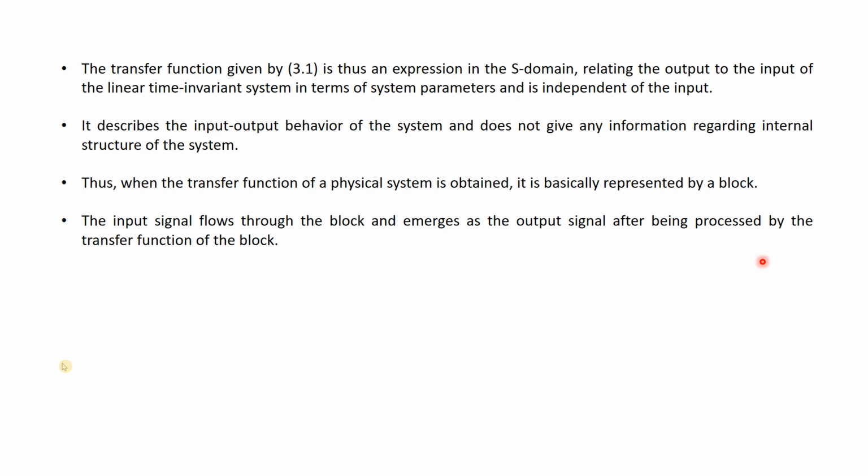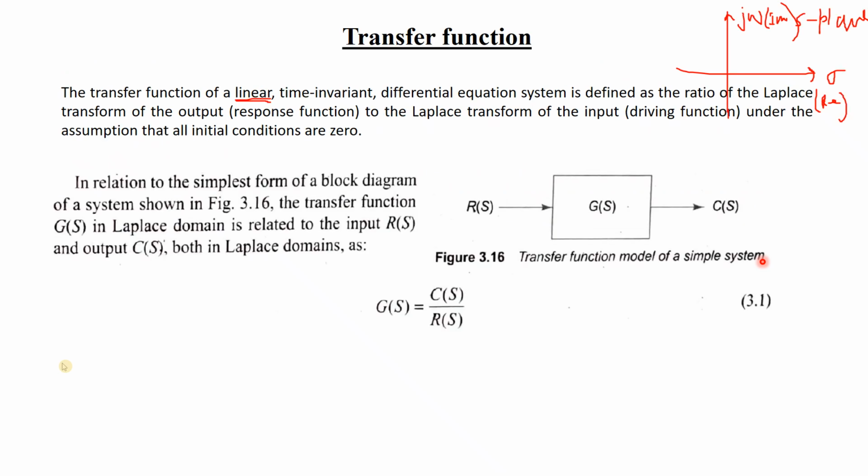So the block represents a system. The input signal flows through the block and emerges as the output signal after being processed by the transfer function of the block. So obviously the input signal is entering, so you can see over here the input is entering as R(s), and it is being processed inside the block, and we get an output as C(s). So the processing is done inside the particular block.